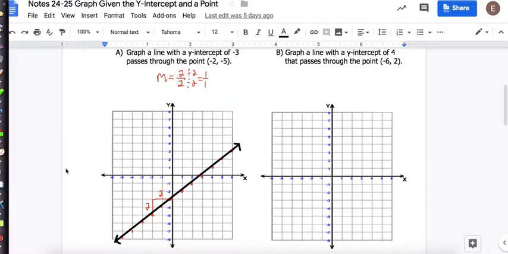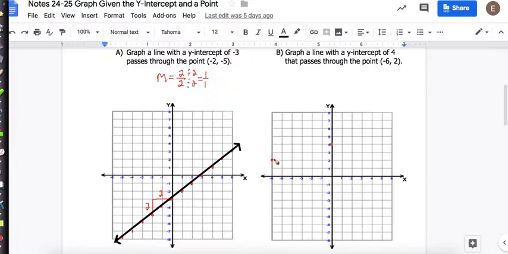Okay, so let's look at example number 2. It says, graph a line with a y-intercept of 4 that passes through the point -6, 2. So we have to find the y-intercept of 4. So look on the y-axis and find 4 right here. And now we have to graph the point -6, 2. Remember, when you graph, you do the x first, then the y. So -6, 2 is right here.